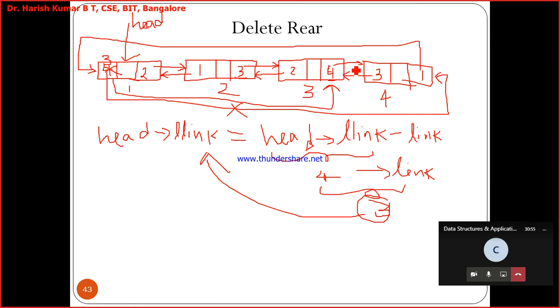So here, instead of this 4, I need to write how much? 1. How to do that? The address of the add node I need to write. add arrow L link, arrow R link is equal to head. Add arrow L link.